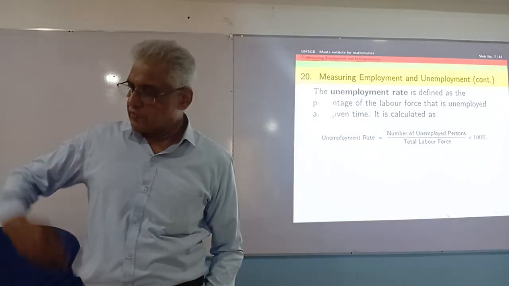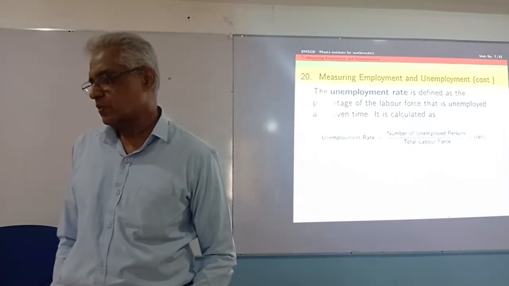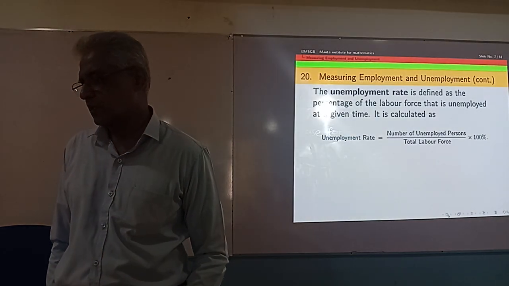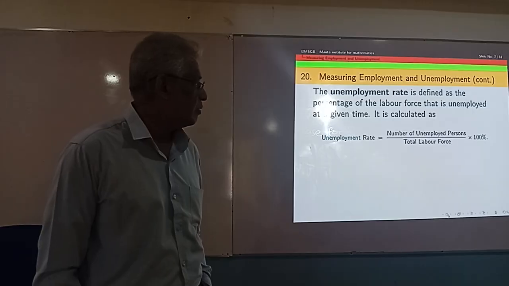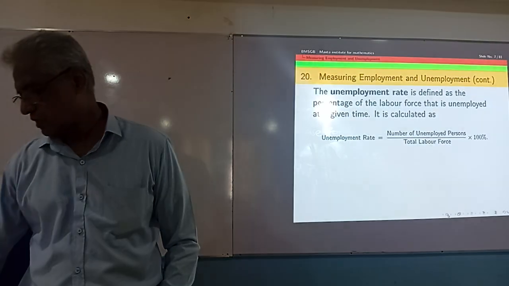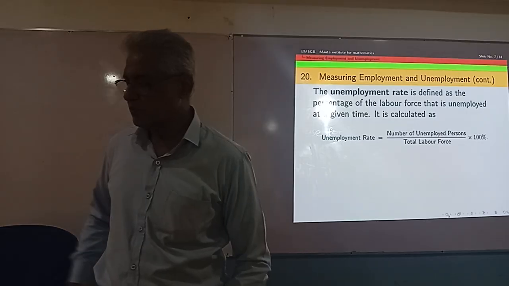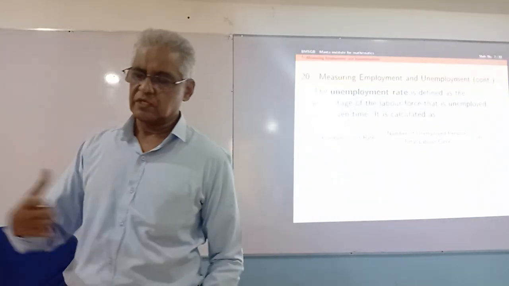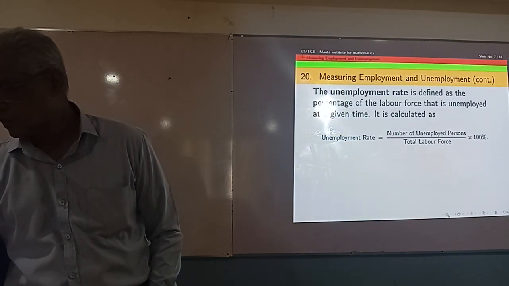So based on those definitions, the unemployment rate is defined as the percentage of the labor force that is unemployed at a given time. It is calculated as the number of unemployed persons divided by the total labor force, times 100, as a percentage. So that's what people call the unemployment rate at a given time. The unemployment rate, of course, changes, right? It changes from time to time, but at a given time, that's what it means.